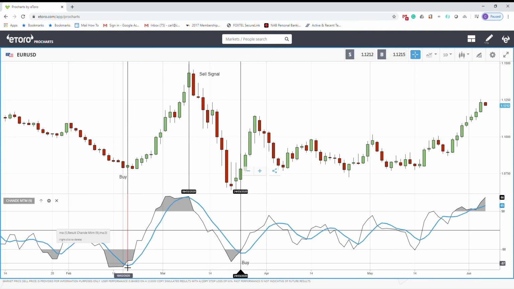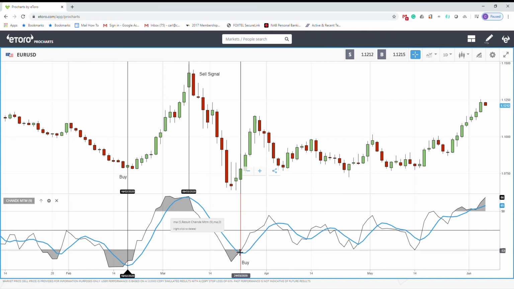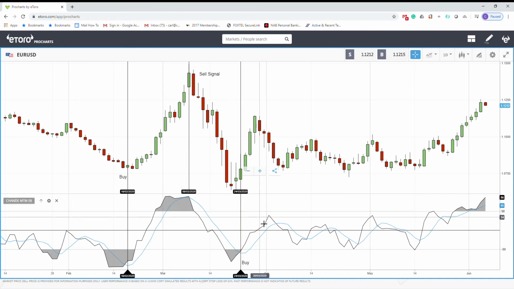So by looking at this chart, you can see here it gave us a buy signal even a few days back here, one day back, sorry. And here we had a sell signal. Again, here buy.